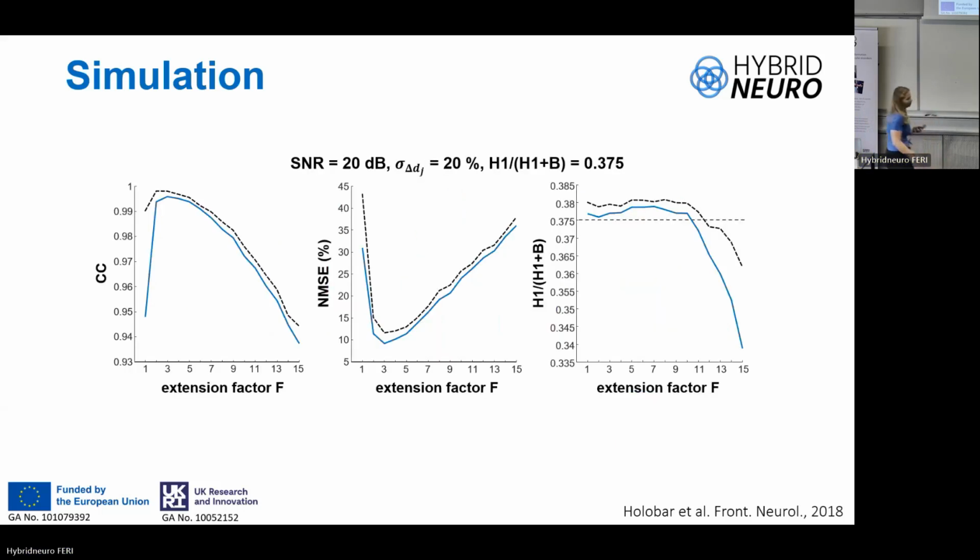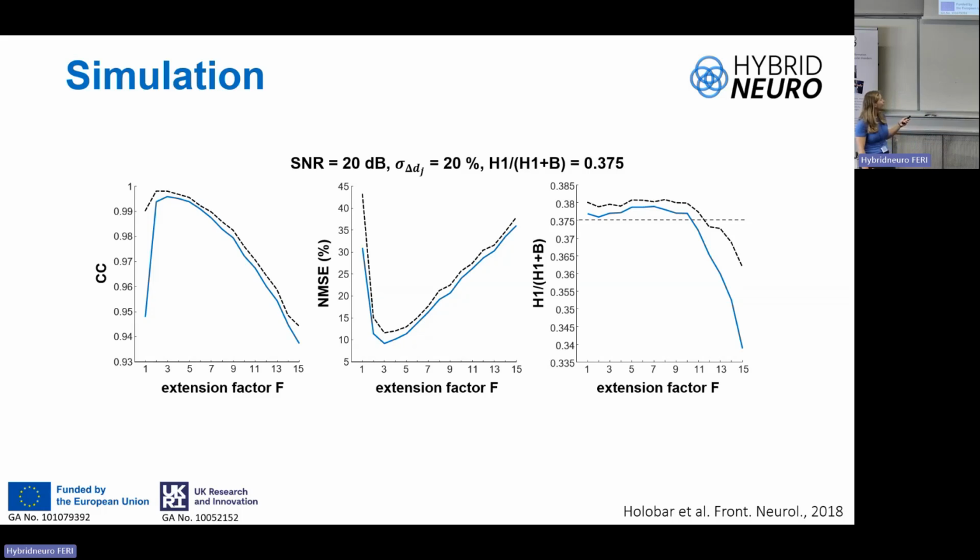At this point, we asked ourselves, what is the optimal extension factor? We tried out different extension factors, and we calculated the cross correlation coefficient and the normalized mean square error between the estimated tremoric component and the simulated one, and we also visualized the relative power of the first tremoric harmonic. Please say that fast 3 times. It's very hard. We can see that the optimal extension factor here was 3 or higher.